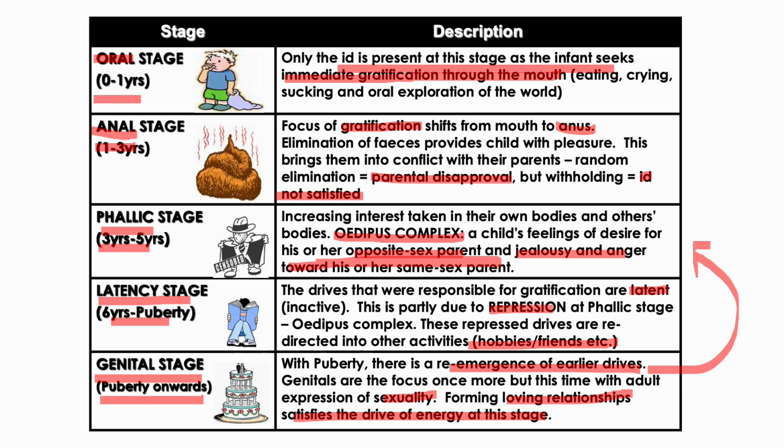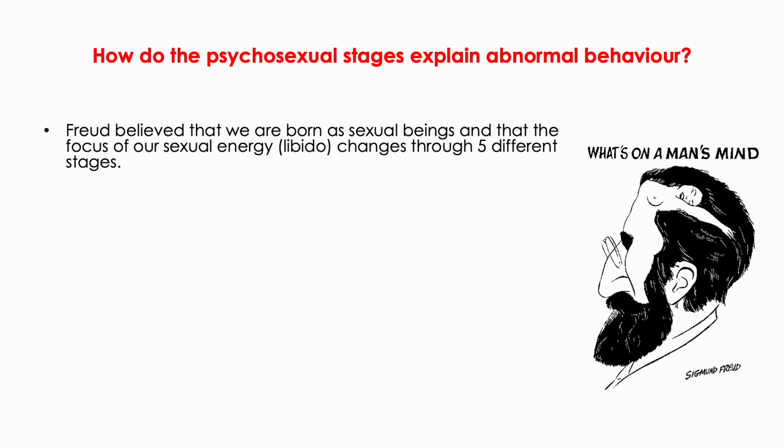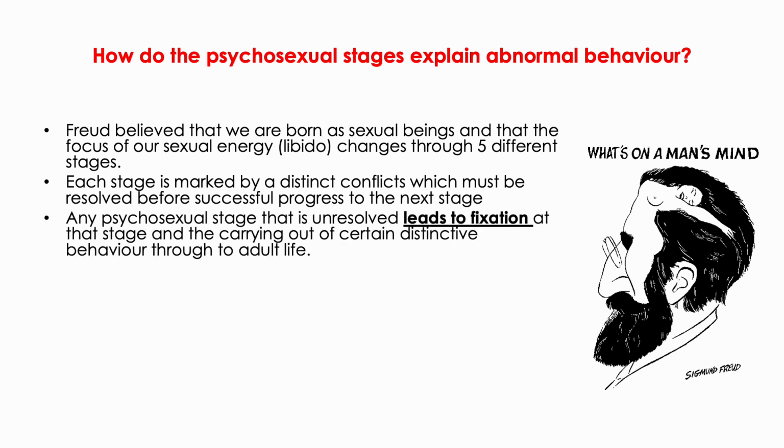So then looking at how the psychosexual stages explain abnormal behaviour. Well, Freud believed that we're born as sexual beings, with our libido, our sexual drive, and that sexual energy changes through those 5 stages. Each stage is marked by a different conflict which has to be resolved before you can move on to the next stage. Any psychosexual stage that is unresolved leads to the individual being fixated at that stage.